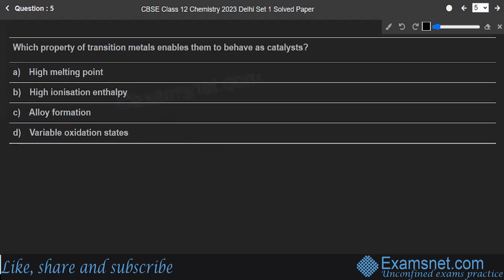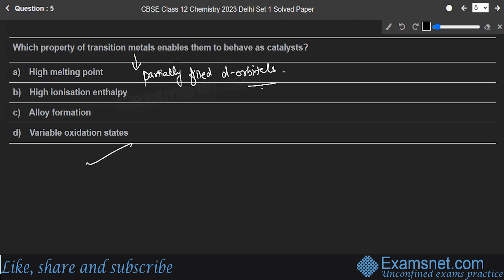Which property of the transition metals enables them to behave as catalysts? High melting point, high ionization enthalpy, alloy formation, or variable oxidation states? The right answer: variable oxidation states. Transition metals have partially filled d orbitals, so they can easily withdraw electrons from the reagents or give electrons to them.